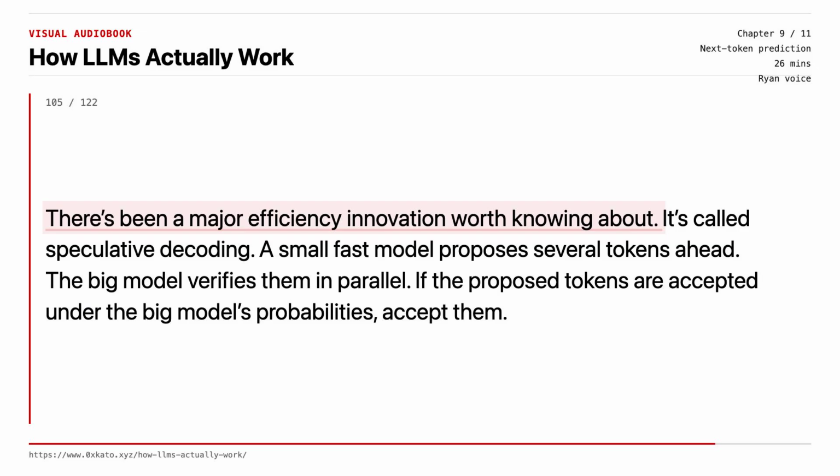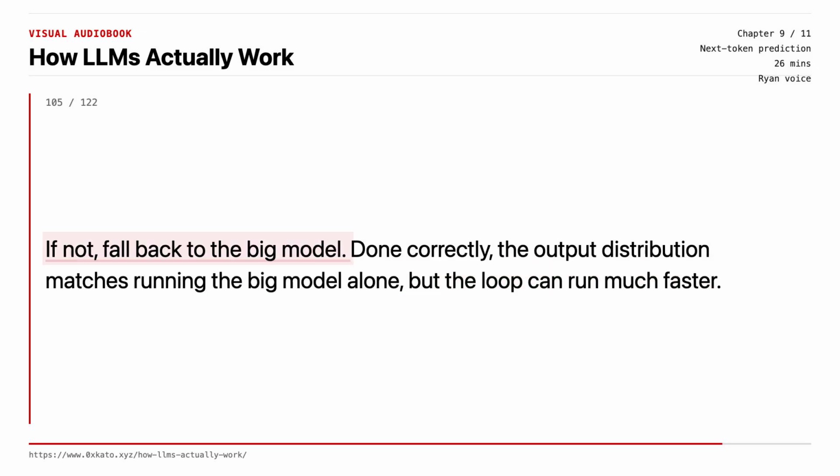There's been a major efficiency innovation worth knowing about. It's called speculative decoding. A small, fast model proposes several tokens ahead. The big model verifies them in parallel. If the proposed tokens are accepted under the big model's probabilities, accept them. If not, fall back to the big model. Done correctly, the output distribution matches running the big model alone, but the loop can run much faster.